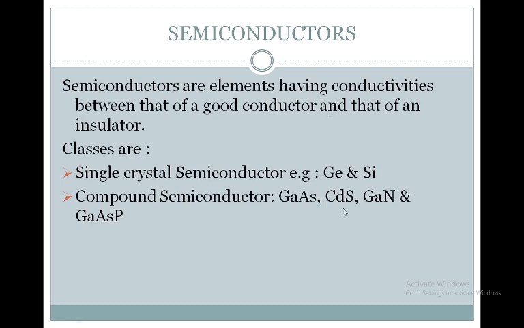So here you have gallium and arsenic coming together to form gallium arsenide, and you have cadmium and sulfur too forming cadmium sulfide, and you have gallium and nitrogen forming gallium nitride, and gallium, arsenic and phosphorus forming gallium arsenide phosphide. So a semiconductor material is either a single crystal semiconductor or a compound semiconductor.